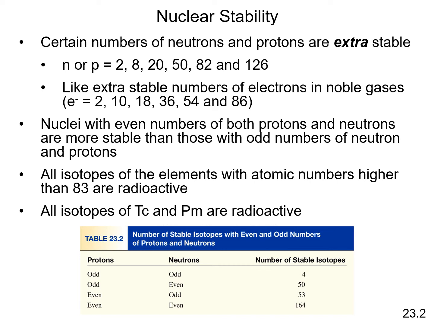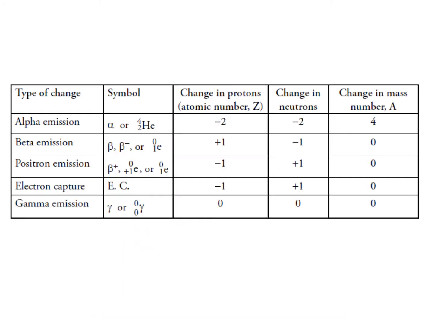And then all isotopes with atomic numbers higher than 83, these nuclei are actually radioactive, so they can emit a certain level of radiation. Of course, all isotopes of Tc and Pm, these elements, are also radioactive. So in summary, these are the common nuclear reactions.